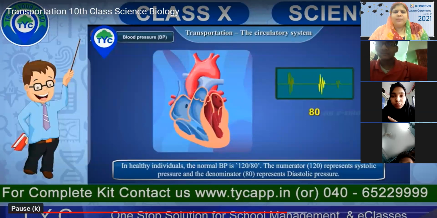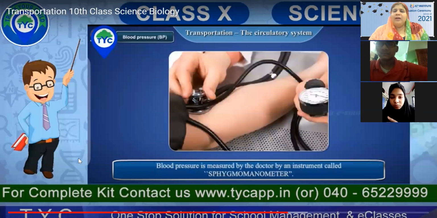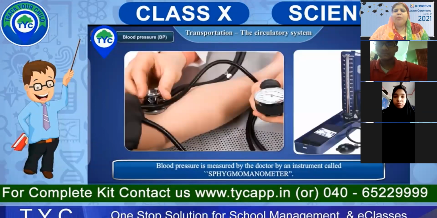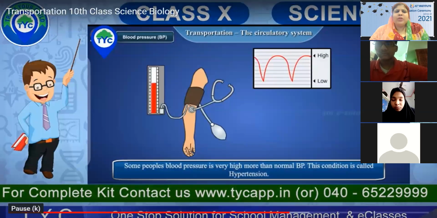You will have problems inside the body because small arteries may get damaged. The instrument that is used is called a sphygmomanometer. Sphygmomanometer, most of the time this question is asked in the short questions: the instrument used for measuring the blood pressure. So it is called a sphygmomanometer.